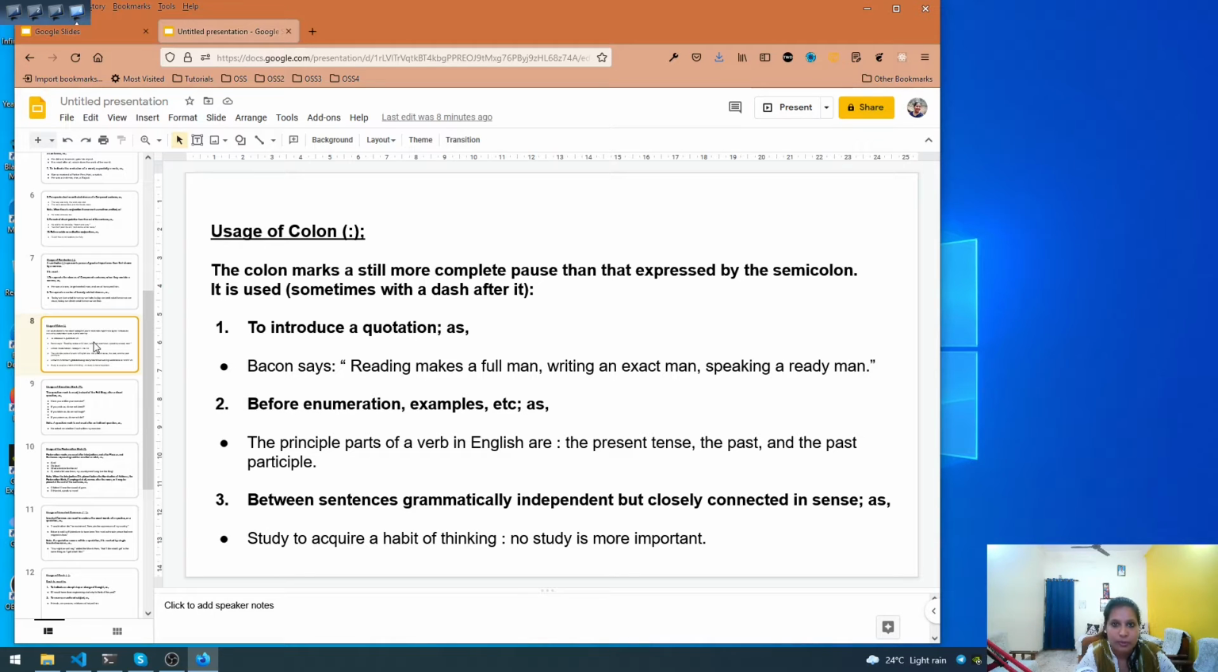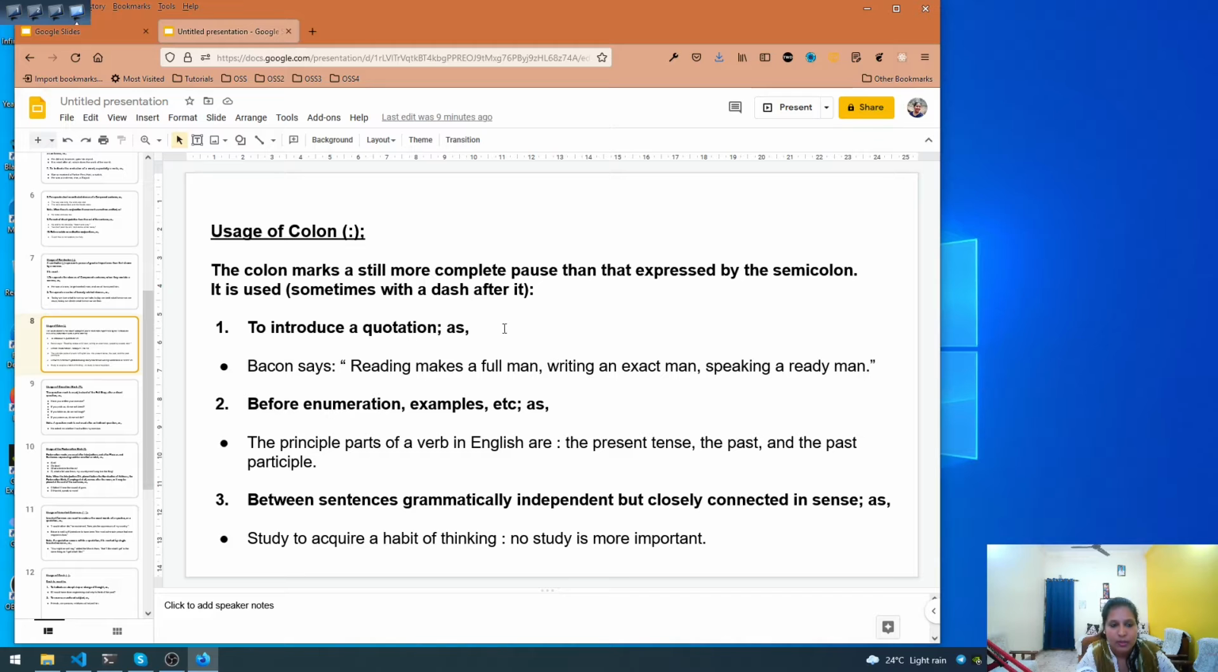Okay, so sometimes you will see that there are some headings, and after the headings they have put a colon or a dash to make people understand that we should read the heading properly, and there is a bigger pause, to give people time to understand the sentence. Yes, to introduce a quotation, as Bacon says. So when some dialogues are given, at that point of time we put a colon here. Reading makes a full man, writing an exact man, and speaking a ready man.